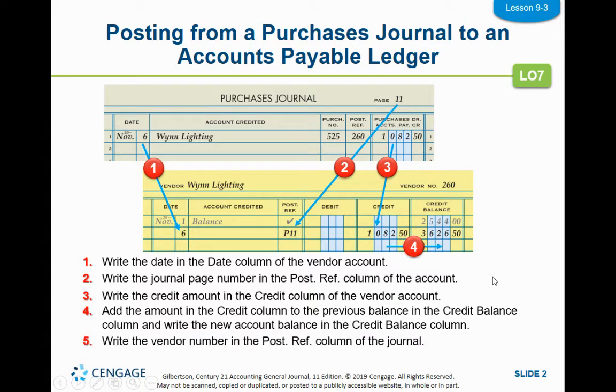Then just like when we post from a general journal to the general ledger, the last step is to go back to that journal page and write that post ref there that shows the account number to where you posted that amount. Now at this point, you are not going to post anything to do with purchases or accounts payable in the general ledger. We're only posting that individual amount to the accounts payable ledger.